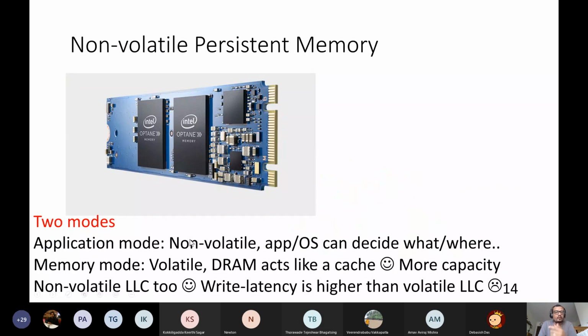But if you don't want to go for the application mode, you can go for the memory mode. The memory mode is volatile, as usual, the old world. And here what happens is the capacity of the Intel Optane, which was supposed to operate as a non-volatile memory, becomes a cache.